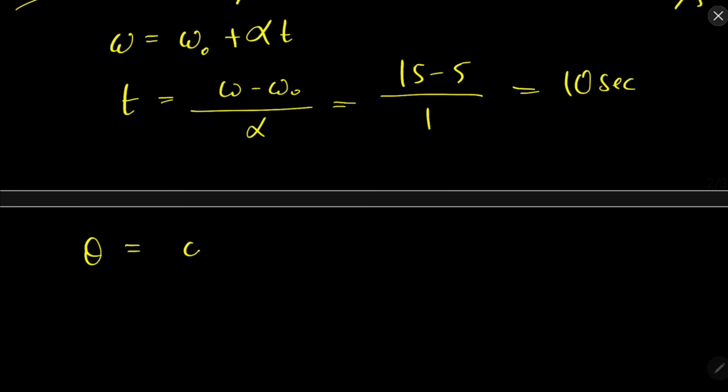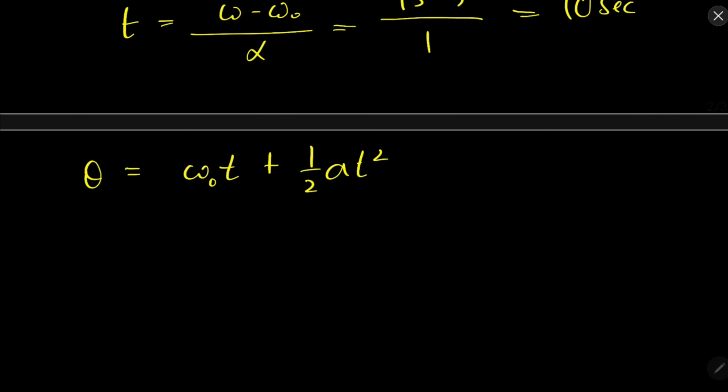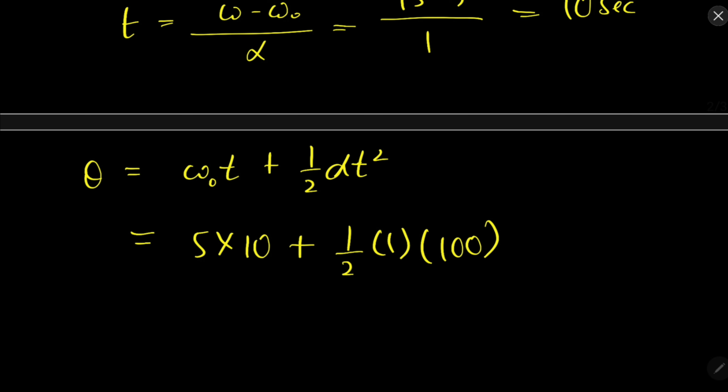Now theta is omega naught t plus half alpha t square. So it will give us 5 into 10 plus half, alpha is 1, and 10 square is 100. So it will be 100 radians. So theta will be 100 radians.